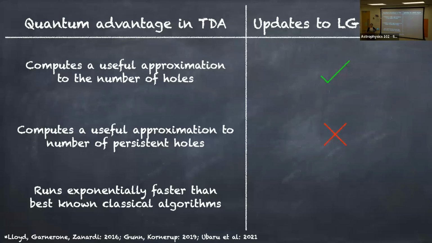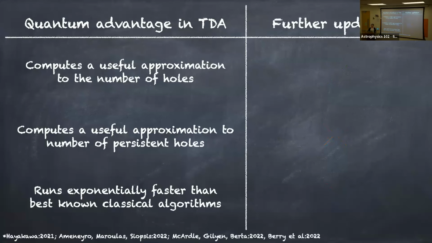They still don't compute useful approximations of the number of persistent holes, but it feels like we're getting closer, a positive step. Unfortunately, these algorithms no longer run exponentially faster than the best known classical algorithm. Especially because this normalization factor is so large, in order to still get a good approximation with small error when you multiply by this very large factor, you have to run the algorithms for much, much longer. There may be some very small sets of graphs where you do get an exponential speedup, but it's not general. There are also further updates to this LGC algorithm, which work in a similar way.